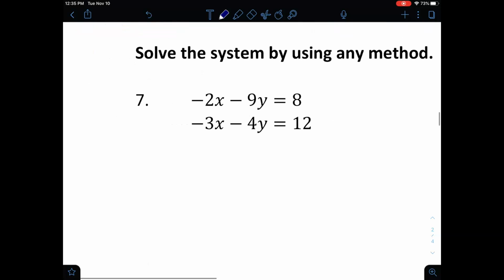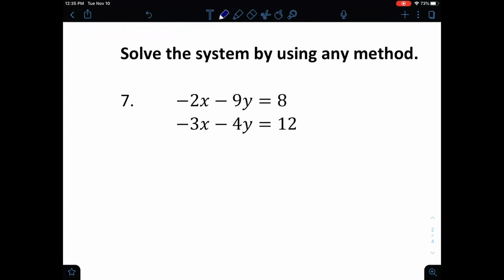So we have negative 2x minus 9y equals 8 and negative 3x minus 4y equals 12. All right, well, if we're using substitution, we want a 1x or a 1y to do that. I don't see a 1x or a 1y, so we're probably going to use elimination. Now, we have negative 2x and negative 3x and negative 9y and negative 4y. We can't really multiply negative 2 to get the opposite of negative 3, which is positive 3. We can't multiply negative 4 by anything to get the opposite of negative 9, which is positive 9.